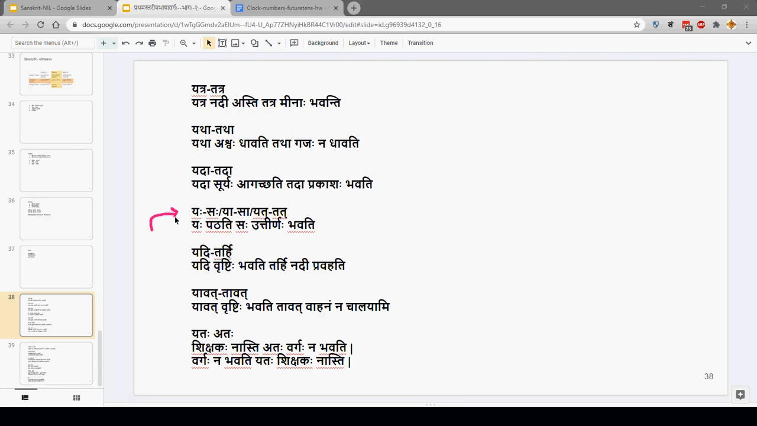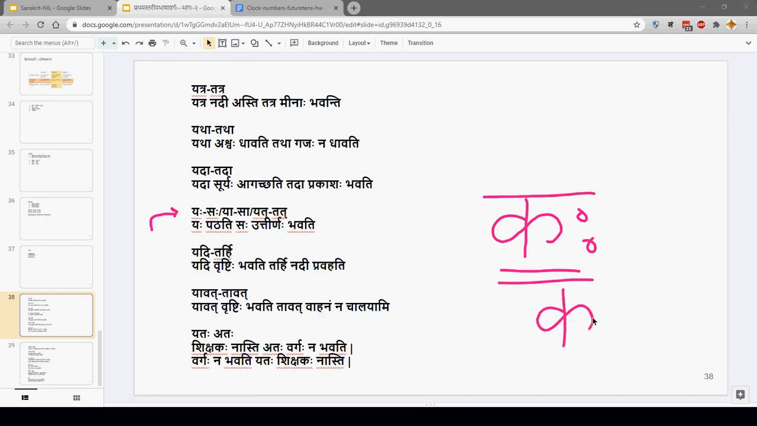Okay. The next pair here is yaha saha. So the question you can think of here is kaha, who. This we know: kaha, ka, or kim in pullinga, strilinga, napunsakalinga. So if the question is kaha uttirnaha bhavati, uttirna is pass. For example, if there is an exam, one who passes the exam is uttirnaha. So kaha uttirnaha bhavati, who passes in the exam. So you can just say yaha pathati, one who reads, saha uttirna bhavati. Right?